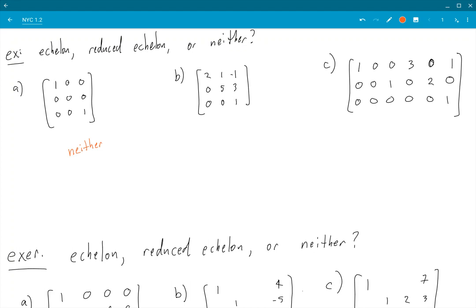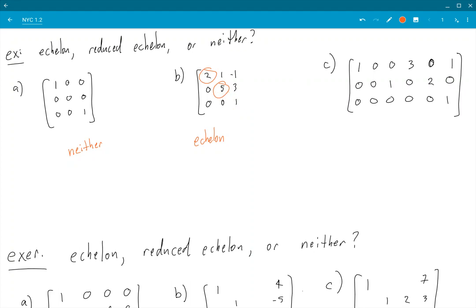B. B is echelon. Okay, there are no 0 rows. You have this staircase thing happening, which is to say that this leading entry is to the right of the 5, and this leading entry is to the right of the 2. And for this leading entry, there's no row above it, so we don't worry about that.